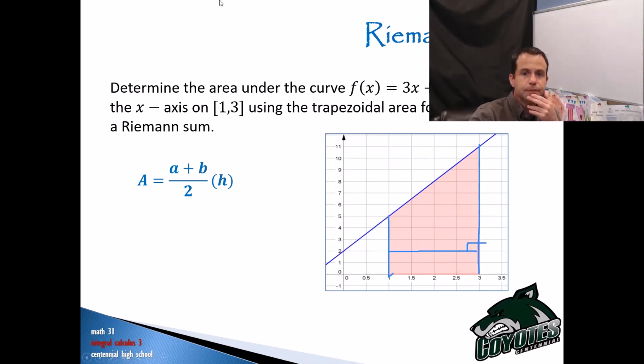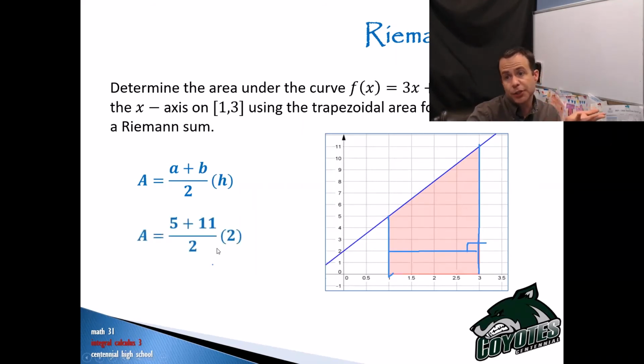Okay, so I end up with 5 plus 11 over 2 times 2, which is just 5 plus 11, so it's 16. The area of this trapezoid is 16 units squared. Okay, easy peasy, right? Now we're going to do the exact same question, but we're going to do it with Riemann sum.